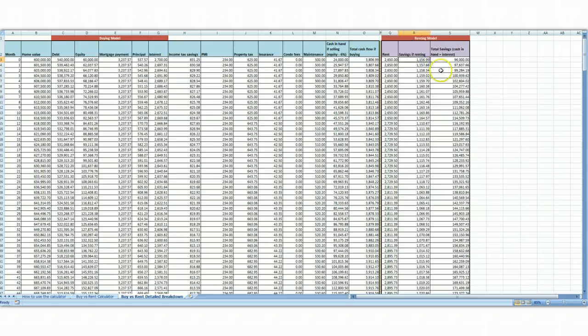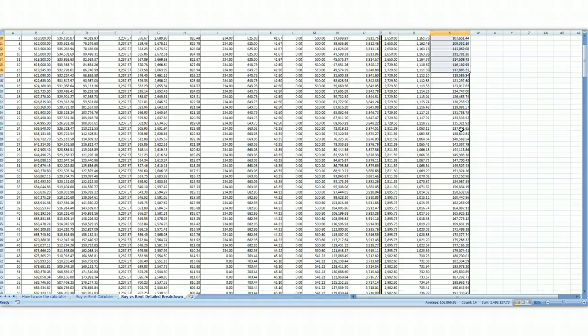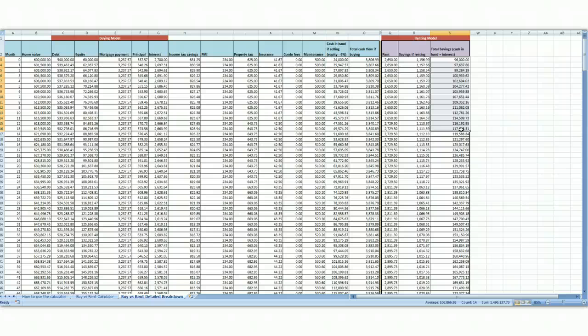And the savings if renting is the total cash flow minus the rent you are going to spend on this house. And if you save that amount, how much cash you will have in your savings. And it starts with your down payment, closing cost, and it adds every single month's savings to this amount. So this is pretty much the month by month cash flow of buying versus renting.